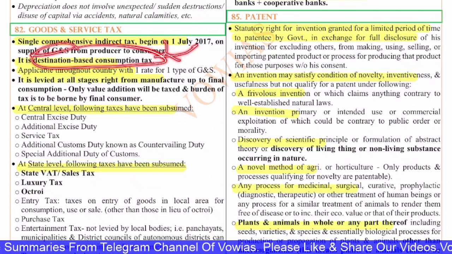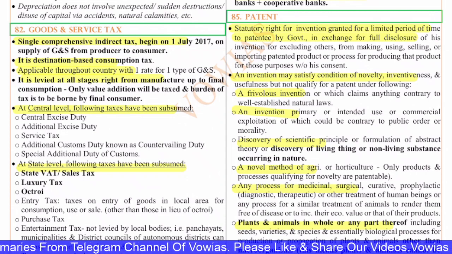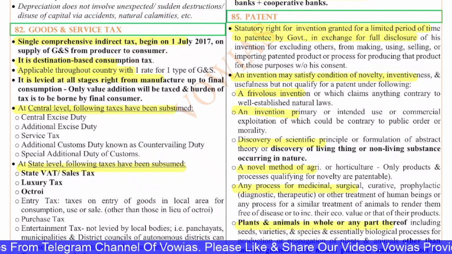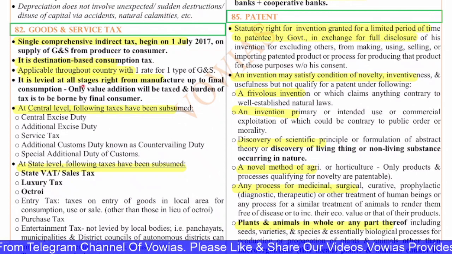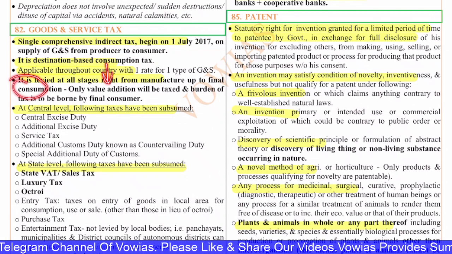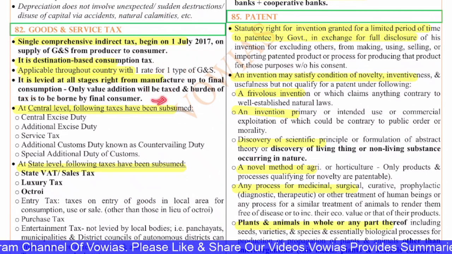The state exams generally ask these kinds of statements. Destination-based tax. Although applicable throughout the country with one rate for one type of goods and services, it is levied at stages right from the manufacturer up to final consumption. Only value addition will be taxed, and the burden of tax is to be borne by the final consumer.